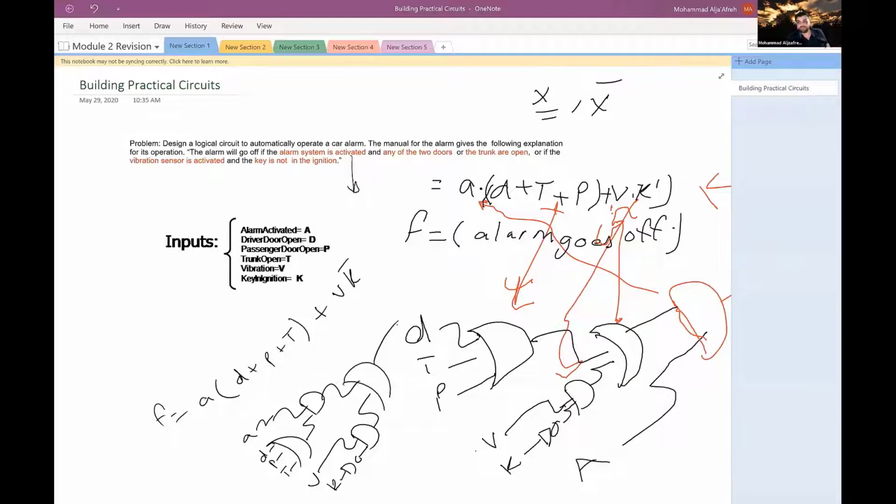Yes, Lilia. Go ahead. How do we know which one we should choose? Okay, go read the question again. The question says that the alarm will go off if the system is activated and any of the doors or the trunks are open, and there is a comma. Exactly. Thank you, Ethan. There is a comma. The comma means we have to start another expression. Okay?